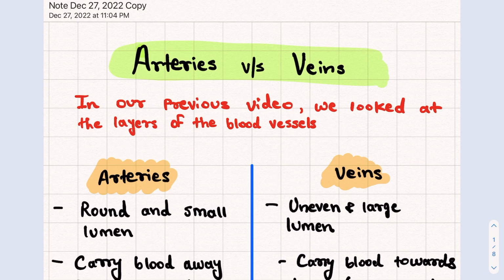Hello. In our previous video, we looked at the layers of the blood vessels. In this video, we're going to compare arteries and veins. Before watching this video, I would highly recommend watching my previous videos on ECG, heart anatomy, physiology, blood flow through the heart, and also blood flow through the body, because those videos will help you better understand this video. So let's get into it.